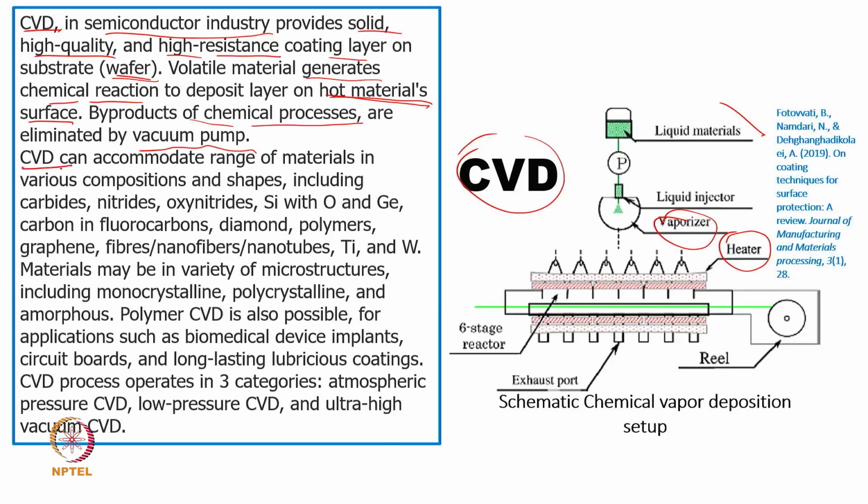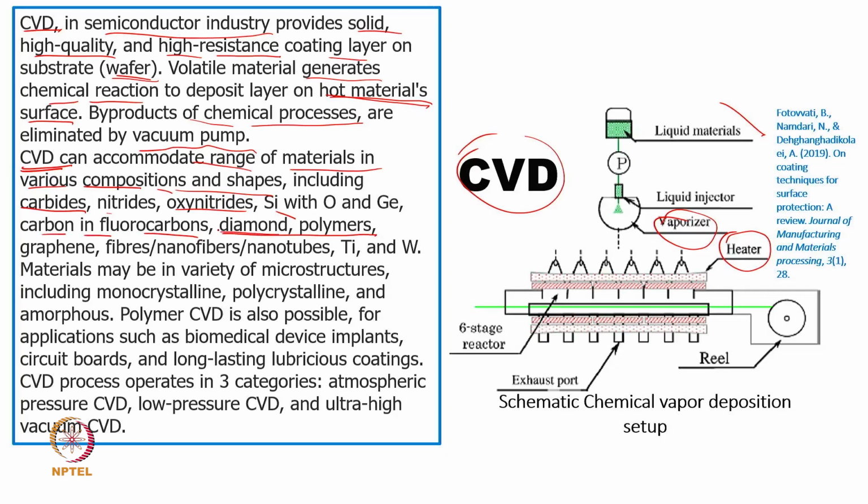Now, one of the good things is that CVD has enormous flexibility. That is why we say CVD can accommodate a range of materials in various compositions and shapes. Even complex shapes, we can go ahead with CVD. The only thing is that the chamber size is a limit. Otherwise, we need to make a bigger chamber to accommodate. However, for smaller shapes, there will not be much problem. Now, it can go ahead with carbide coating, nitride coating, oxynitride coating, silicon oxide, and whatever the range of materials are there.